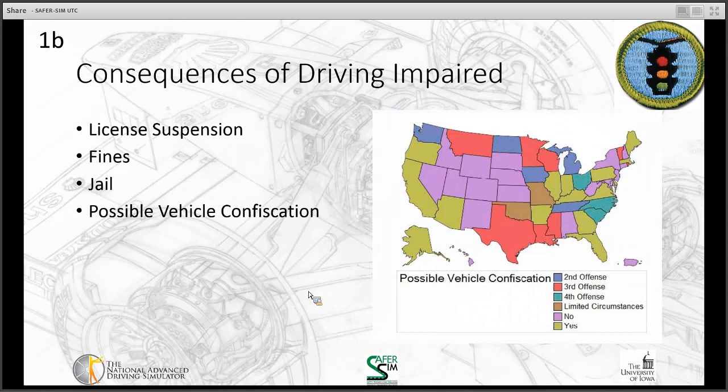Even worse, well, maybe not even worse, you could wind up with your car confiscated. In some states, they have the ability to take your car if you operate a motor vehicle while impaired. There are a number of states where that's not a possibility, but in more than half of them, there are circumstances under which they could confiscate your vehicle if you drive while under the influence of drugs or alcohol.